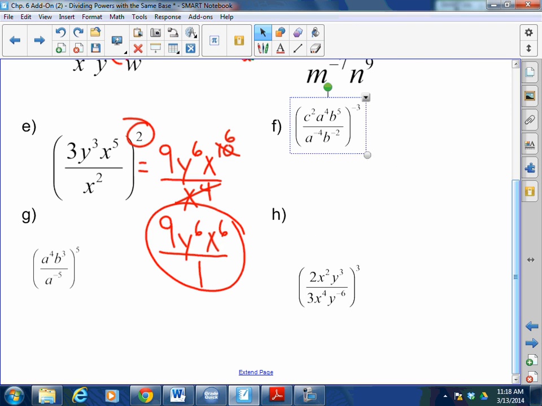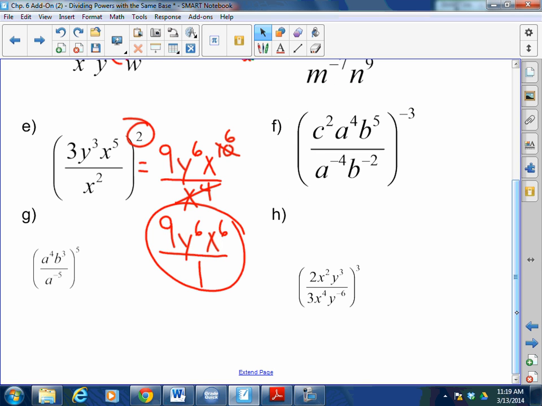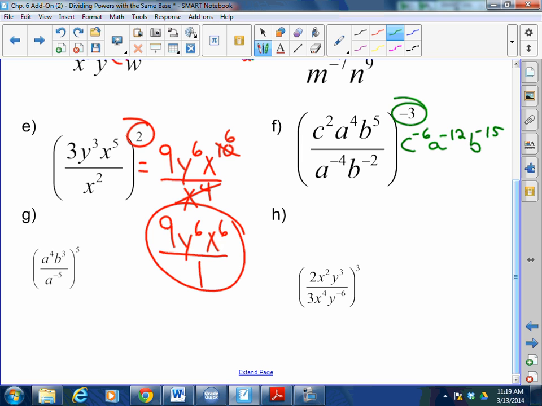Let's bring this down. Let's do this guy. Hey, this one is quite awesome because I've got a negative that I have to distribute. So this is c to the negative 6, a to the negative 12, b to the negative 15, over a to the 12, b to the 6th. What do I have to do with all those negative exponents? Bring them down. So all of these are going to go down.